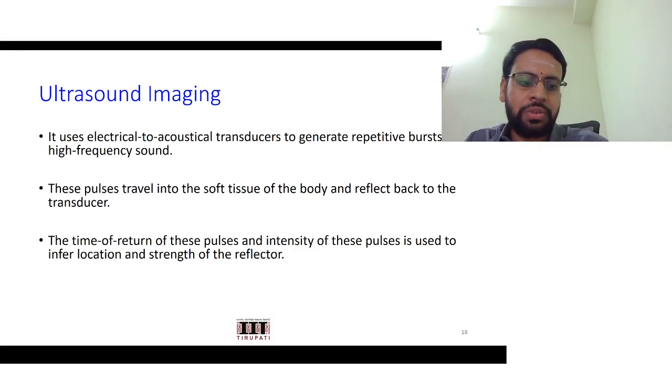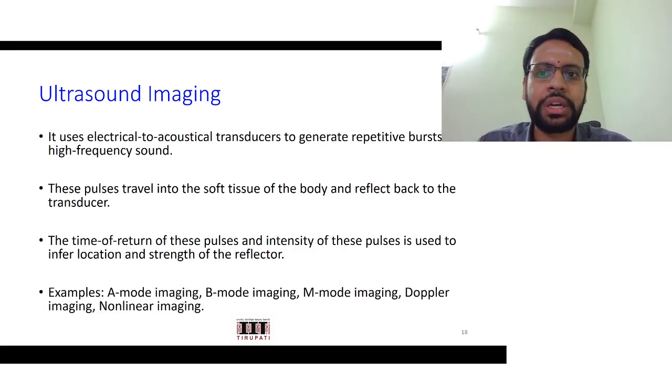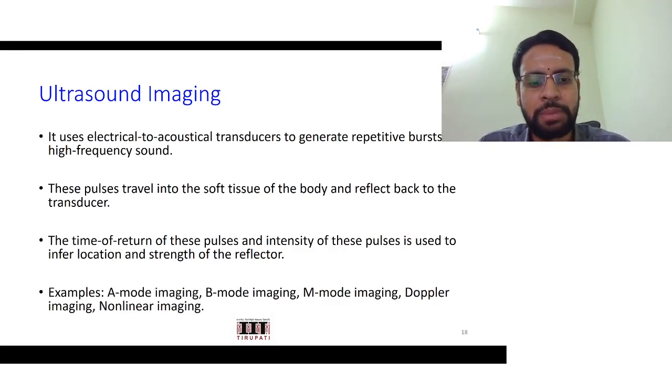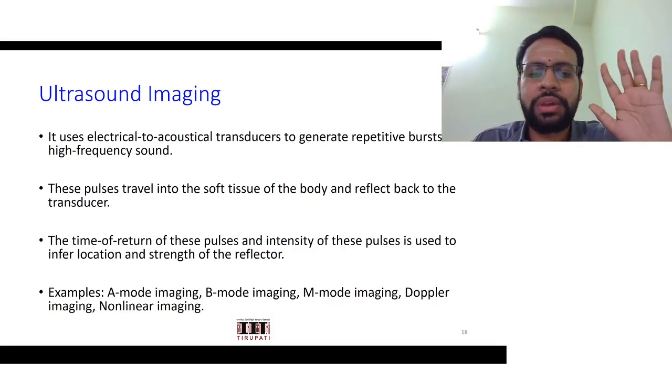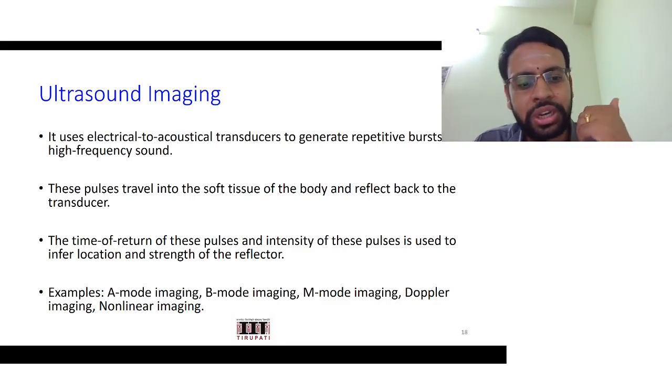Okay, this again we are not going to look at in detail for now. We just want to get a broad overview of different imaging modalities here. So we will not go in detail right now, but the examples for your reference are A mode imaging, B mode imaging, M mode imaging, Doppler imaging, and nonlinear imaging. These are 5 important examples or specializations of ultrasound imaging. I would request you to Google those names and see more detail about them.